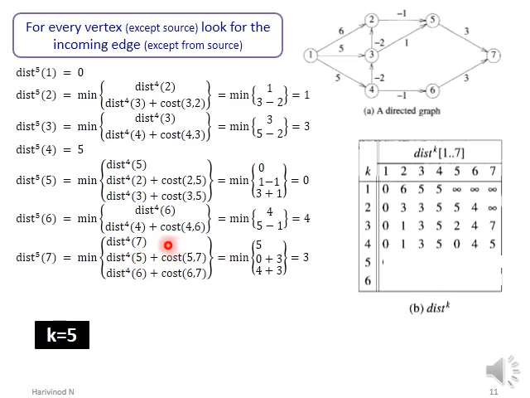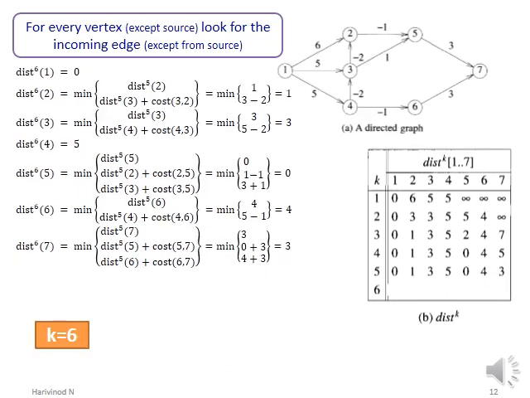7th vertex, earlier value is 5. 2 incoming edges. Earlier distance of 5 is 0 plus 3, that results 3. From 6, earlier value is 4 plus 3, that is 7. So the better value among all is 3. So it is updated. The 5th row is updated with k equal to 5: 0, 1, 3, 5, 0, 4, 3. Moving on to the last iteration, k is equal to 6.